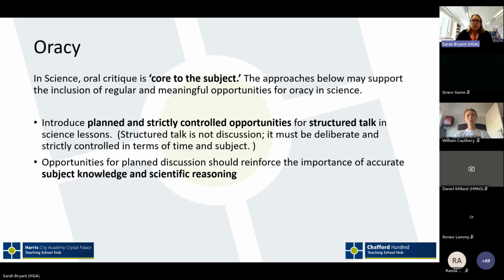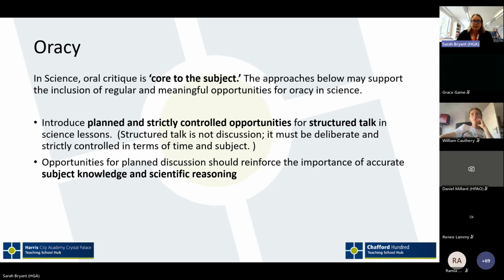In science, oral critique is core to the subject. The approaches below may support the inclusion of regular and meaningful opportunities. So, for instance, we could introduce planned and strictly controlled opportunities for structured talk in science lessons. Structured talk is not discussion, it's separate. It must be deliberate and strictly controlled in terms of time and subject.